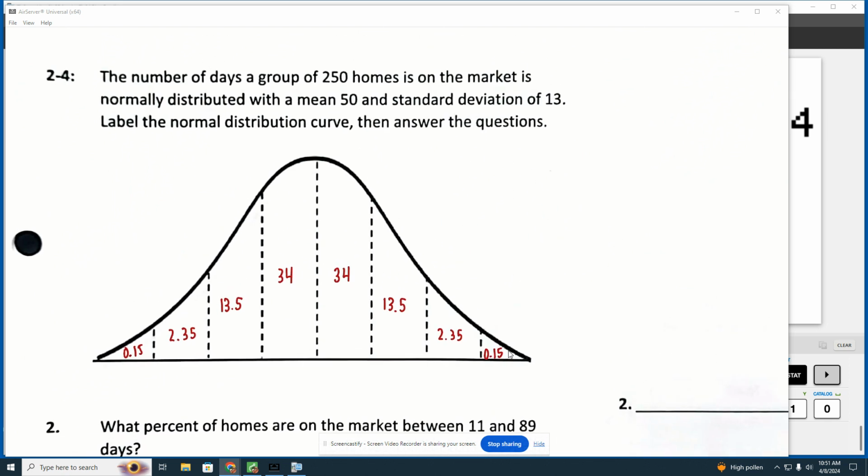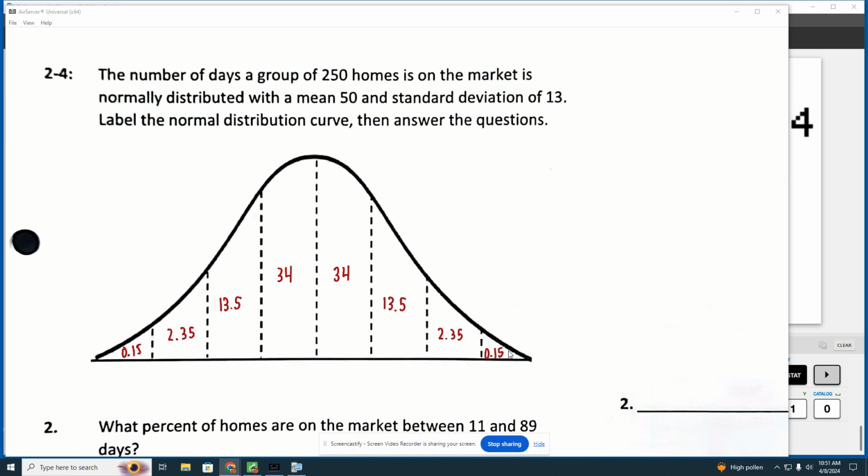Your call. Now, if you read the problem, the number of days a group of 250 homes is on the market is normally distributed with a mean of 50 and a standard deviation of 13. Guys, what do I do with that 50? I put it right smack dab in the middle. What do I do with that standard deviation of 13? I add it and subtract it. Let's add it to the right. Ready? What's 50 plus 13? What's 63 plus 13? Let's go the other direction. What's 50 minus 13?